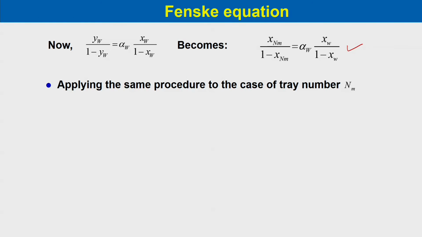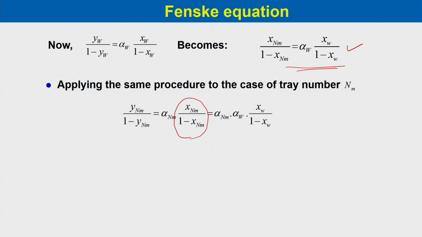Now, applying the same procedure to the case of tray number n_m, we can write y_nm divided by 1 minus y_nm would be equal to alpha_nm into x_nm divided by 1 minus x_nm. Now, if we substitute x_nm by 1 minus x_nm from this, we can write alpha_nm into alpha_w into x_w by 1 minus x_w.